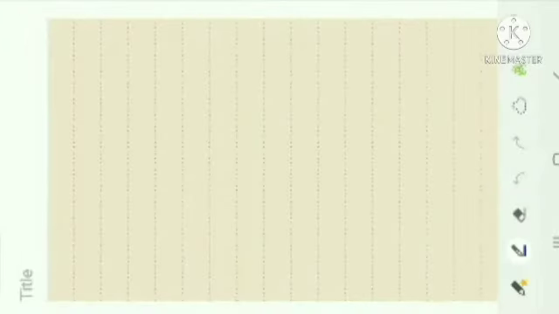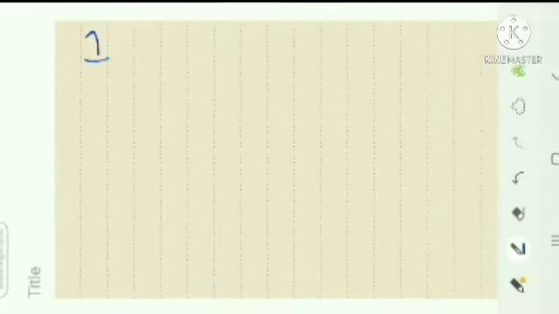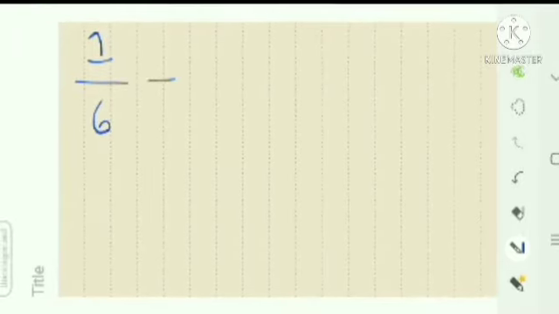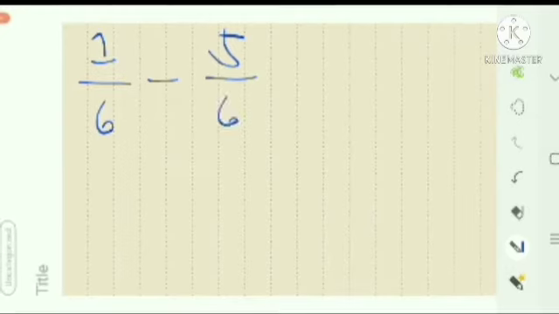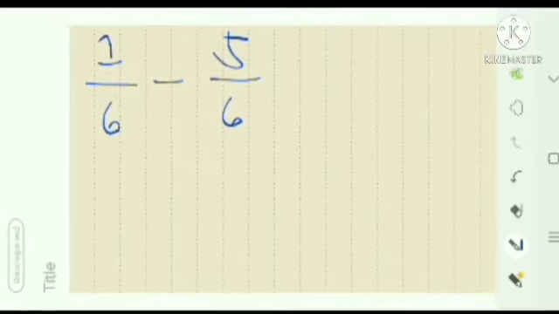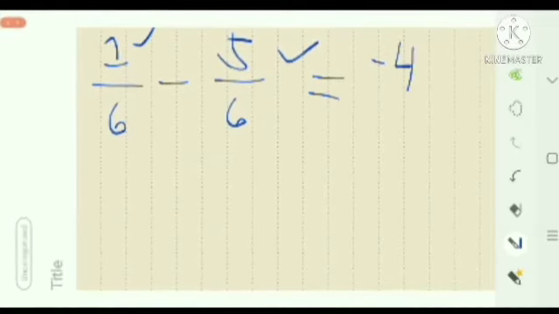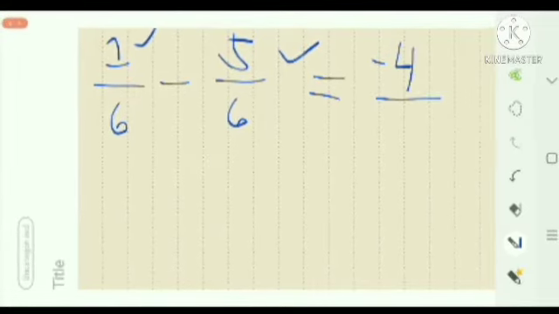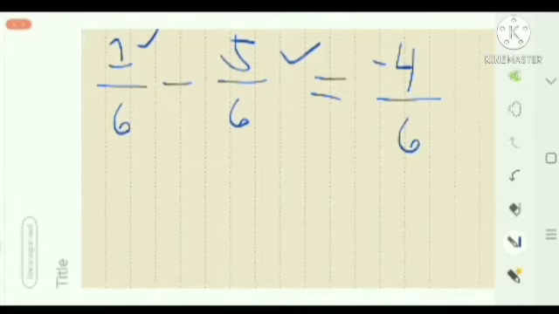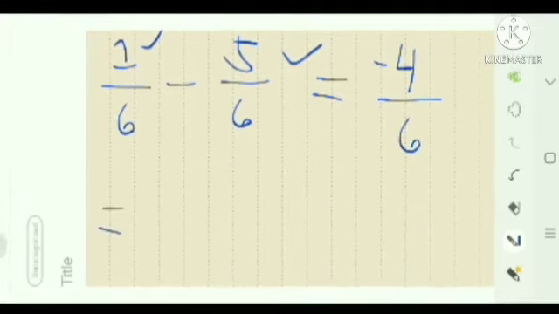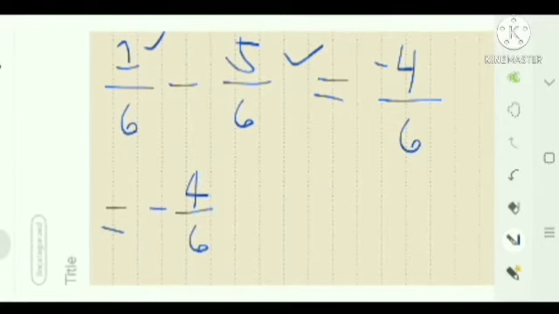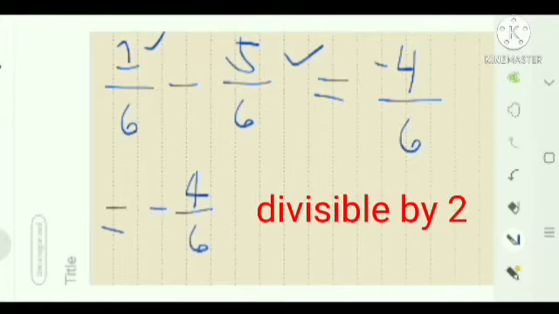Okay, another example, we have 1/6 minus 5/6. So 1 minus 5 is equal to -4. Then we copy the denominator, which is 6. So this is -4/6. Then we reduce this to lowest terms because 4 and 6 are divisible by 2.